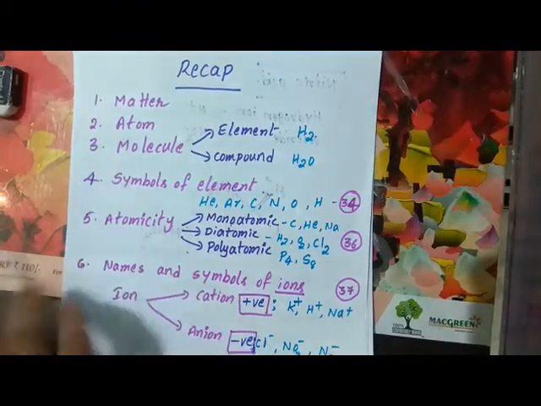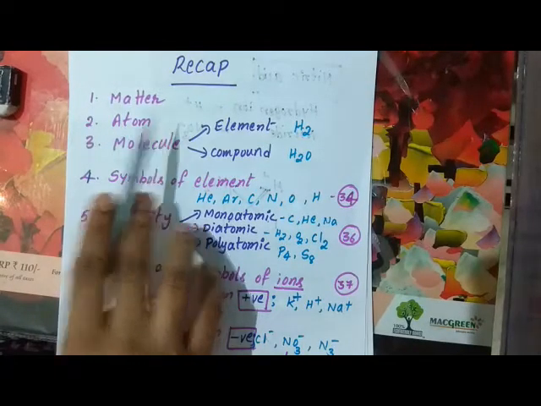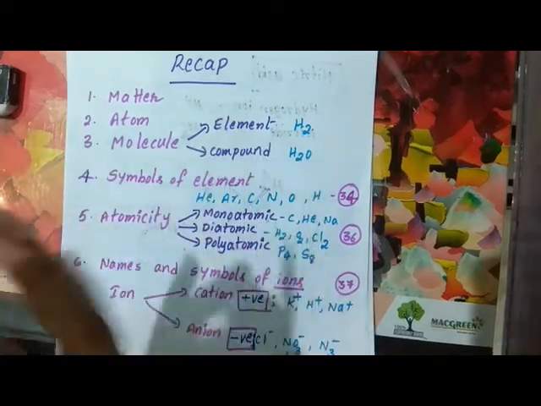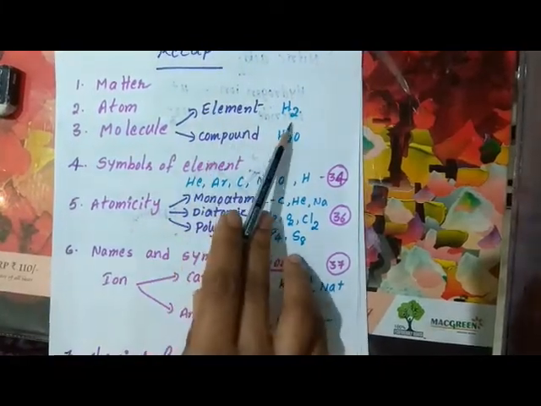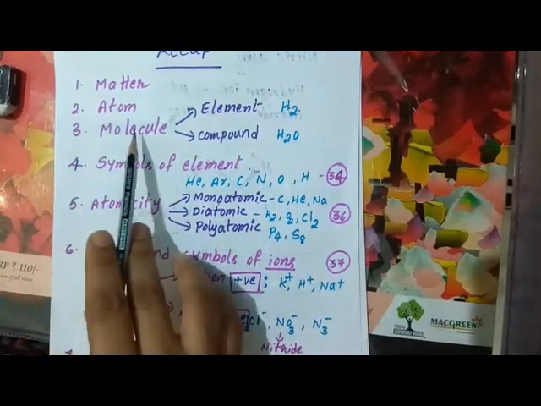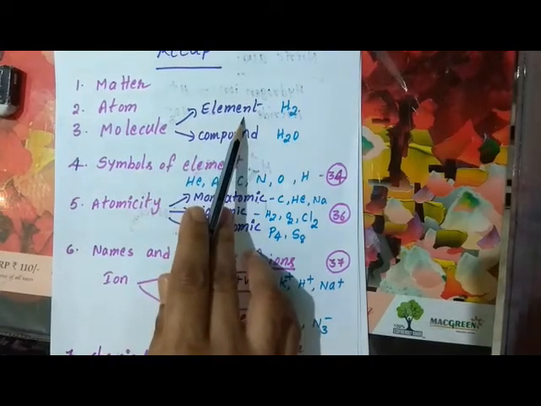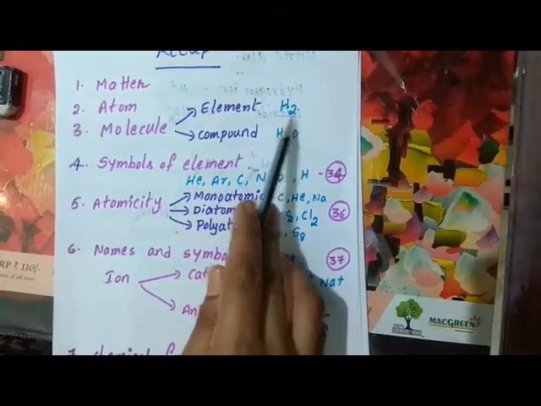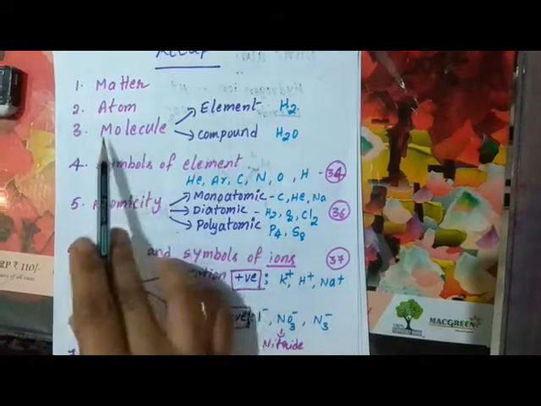Third one is the molecule. Already we know that atoms are unable to exist independently. So two or more atoms of the same type or different types will combine and form molecules. If two or more atoms of the same type combine and form a molecule, then it is called a molecule of an element. Example, H2, hydrogen gas. Here, two hydrogen atoms, both of the same type, combine and form the molecule.